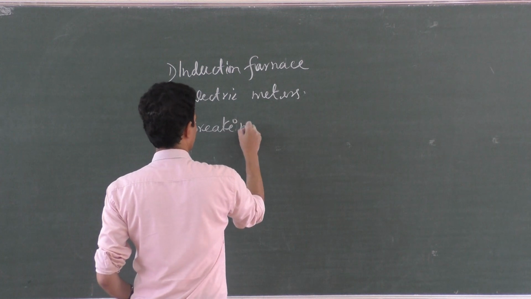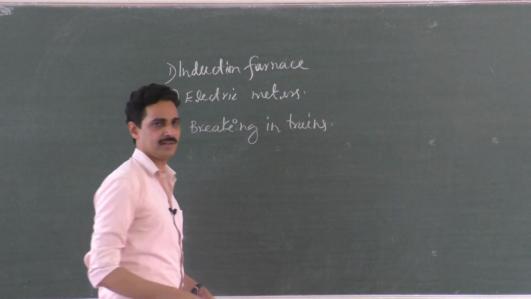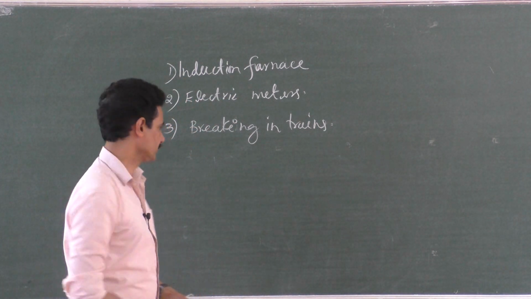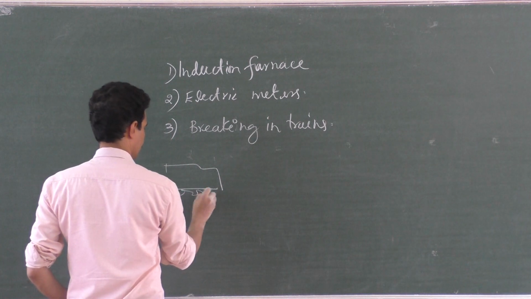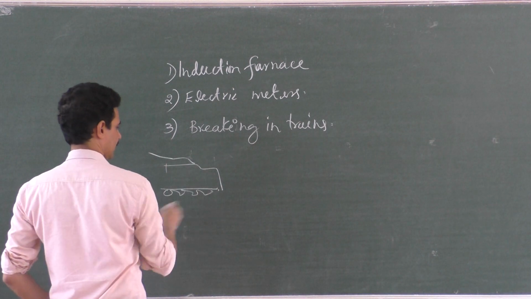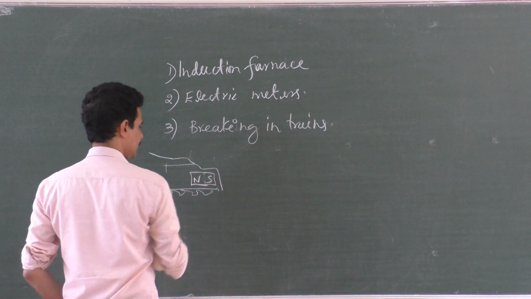Okay, braking in trains. Electric braking in trains. How? Suppose this is a train, say, right? Say this is a train, and here you should have a magnet inside the train, and it is an electromagnet.